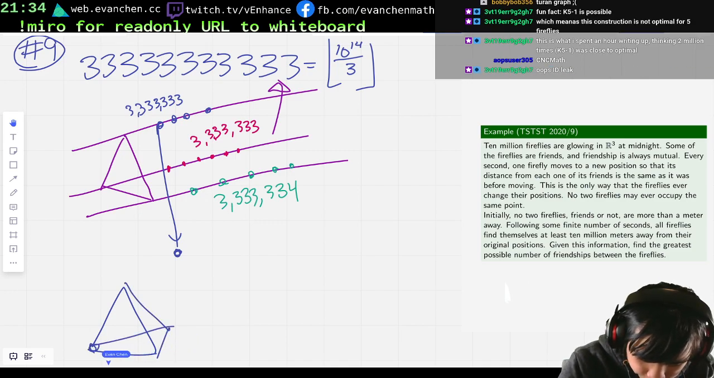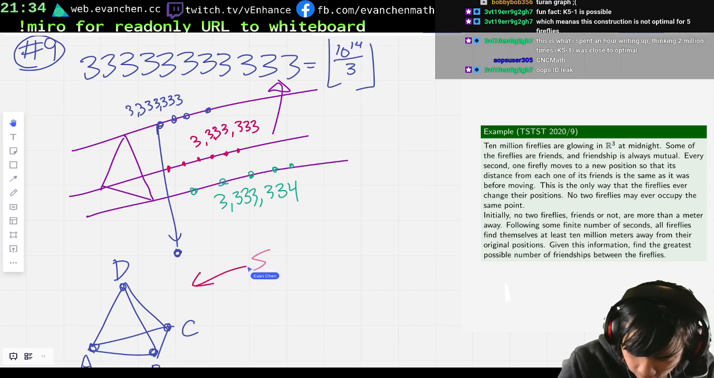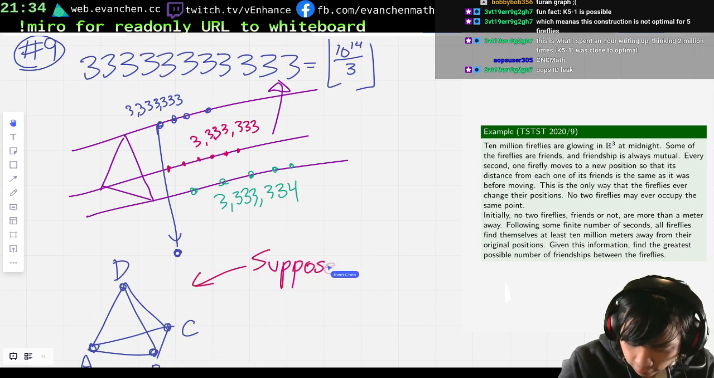So I have 3 fireflies that look like this that are all friends with each other. So suppose K4.